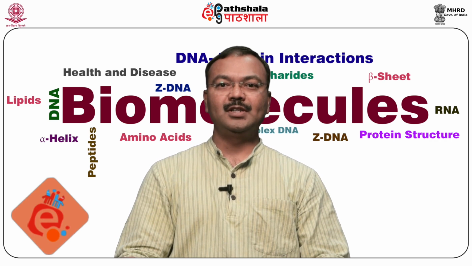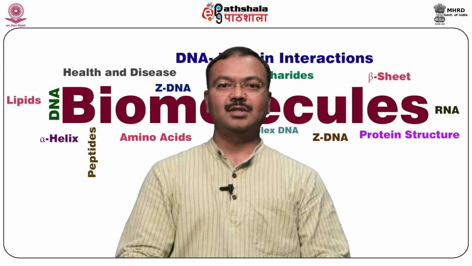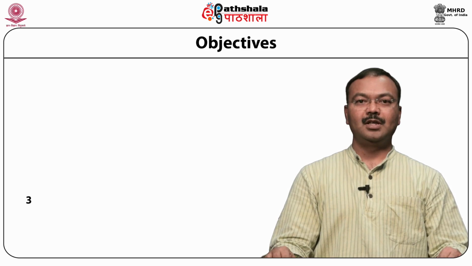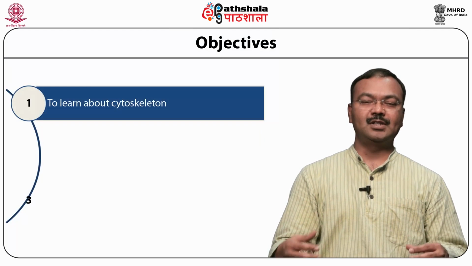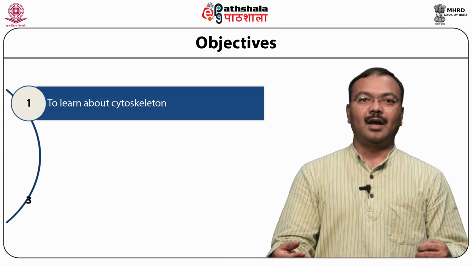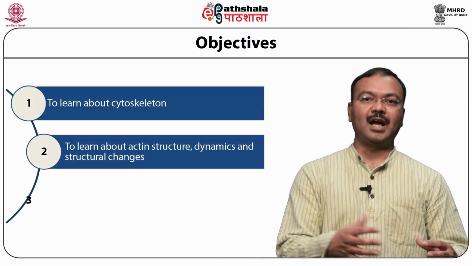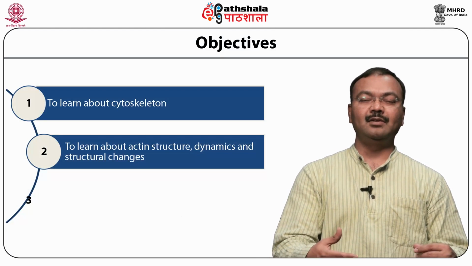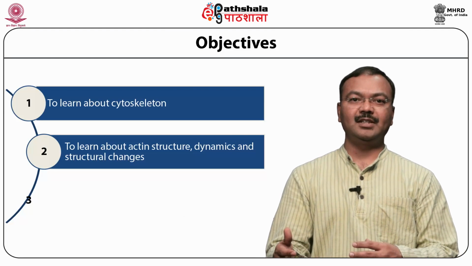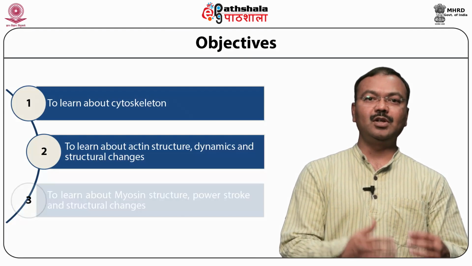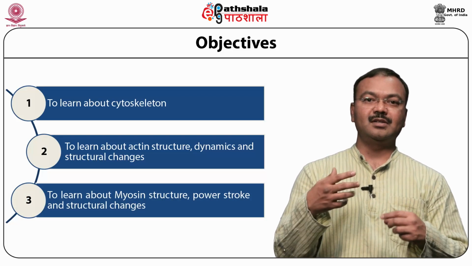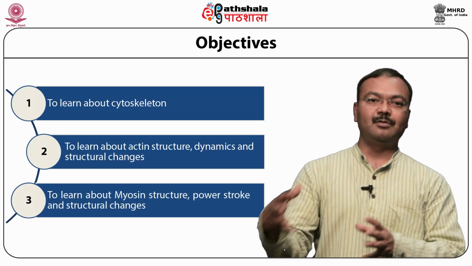Today we are going to discuss a module on structure and function of actin and myosin. In this module, we will learn about the cytoskeleton and the structure of actin, its dynamics and structural changes in actin while going from G-actin to F-actin. We will also learn about myosin structure, Powerstroke, and the structural changes in myosin in the process of Powerstroke.